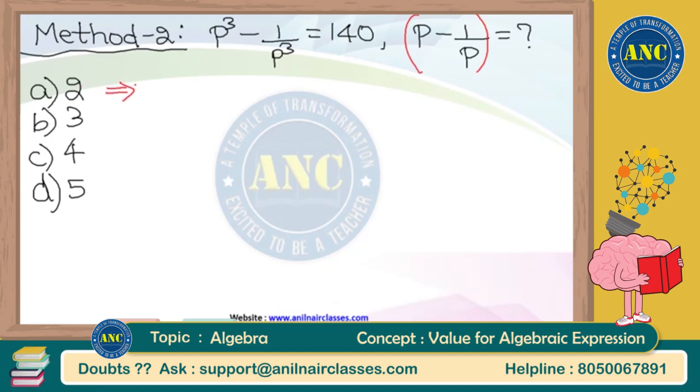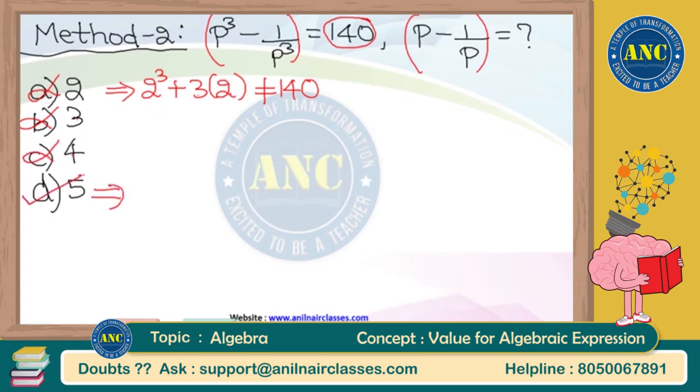If p minus 1 by p is equal to 2, then p cube minus 1 by p cube is 2 cube plus 3 times 2, that is k cube plus 3k. Definitely this is not equal to the given value 140, so that cannot be the right answer. Similarly, 3 cube plus 3 into 3 will also not be 140, and 4 cube plus 3 into 4 will also not be 140. And the answer is option D, which is 5 cube plus 3 into 5, 125 plus 15, which is equal to 140. The easiest way of solving the question.